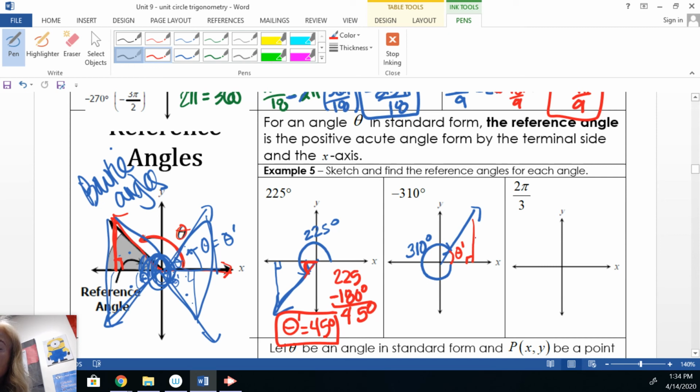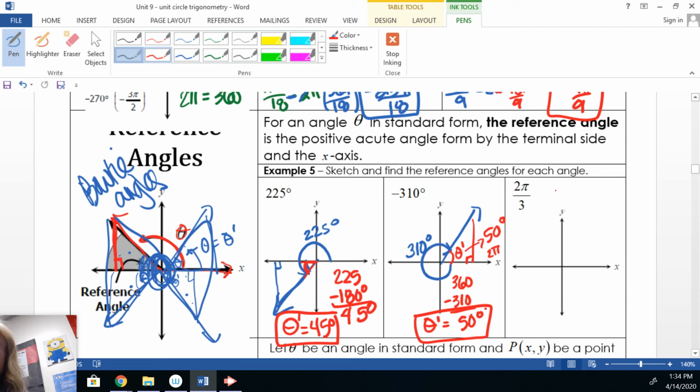How far is that from the x-axis? And right here is 2 pi, so we have to take 360 and subtract 310 to make 50 degrees. So our theta prime, our reference angle, is 50 degrees. Right, so that angle in there is the 50-degree angle.